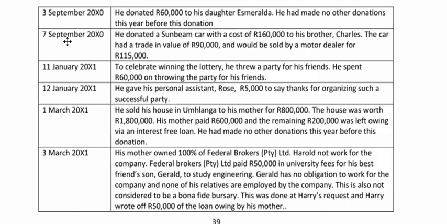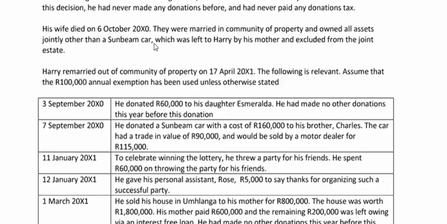Next one, 7 September. Still married in community of property. He donated a Sunbeam car with a cost of 160 to his brother Charles. The car had a trade-in value of 90,000 and could be sold by a motor dealer for 115. So first things first, do we split this asset in two? No, because what does the question say? The question says it was left to Harry by his mother and it's excluded from the joint estate. She said, it's not for your wife, it's just for you.